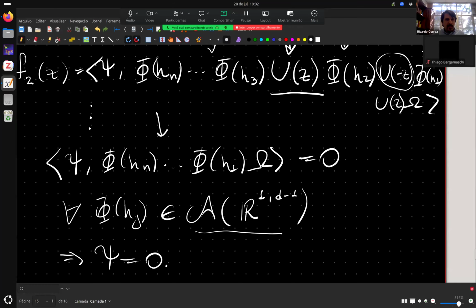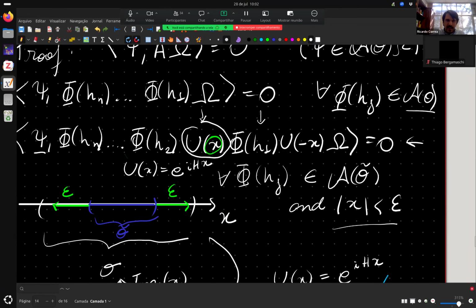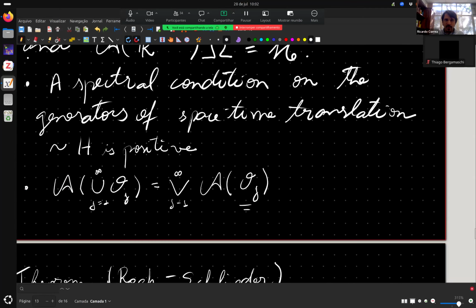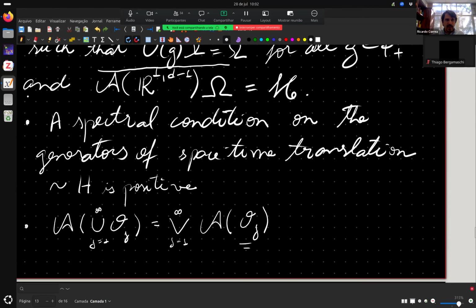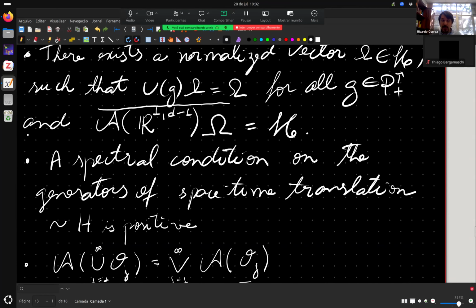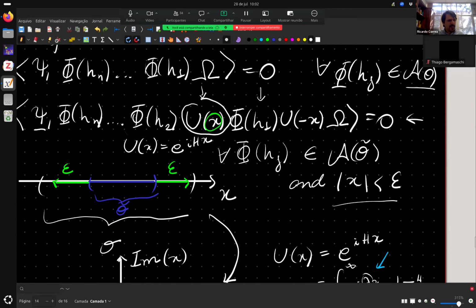So you see, the crucial point here was an analytic argument that allows me to shift my region O to any possible region. You start with a small one, and out of this small one, I can use the analytic argument, which is only true because of the spectral condition, to shift my vector to whatever region I have. Okay? So again, counterintuitive.